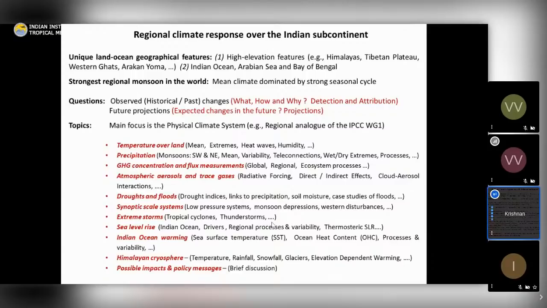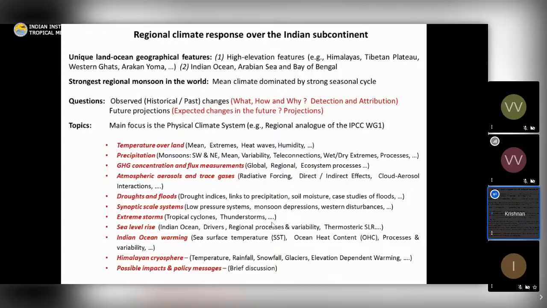There's a chapter on floods and droughts, about the drought indices, links to precipitation, soil moisture, case studies of floods, synoptic scale systems, low pressure systems, monsoon depressions, western disturbances, extreme storms, tropical cyclones, thunderstorms, and sea level rise in the Indian Ocean. What are the drivers? What are the regional processes, variability? And how much is the thermosteric sea level rise that has happened historically during the last century and in the future?